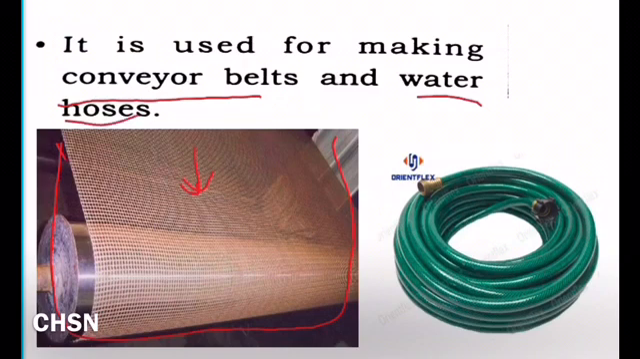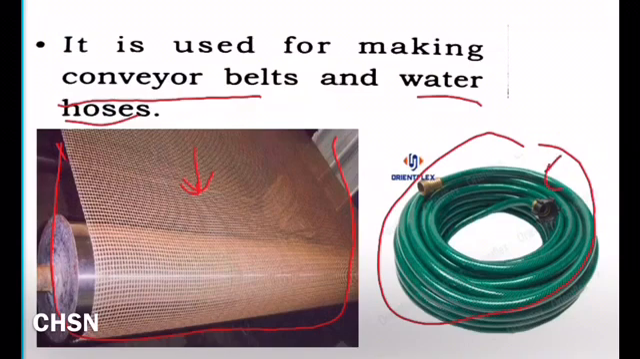Another use, polyester can be used for making water hose. Water hose are used for household works and for the irrigation purposes. This water hose can be made of polyester fibers.